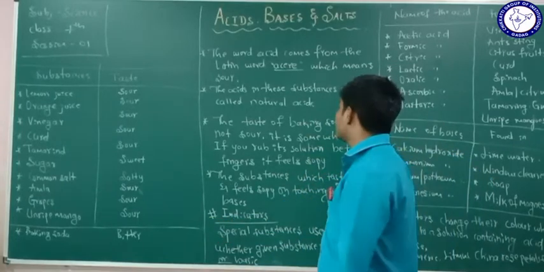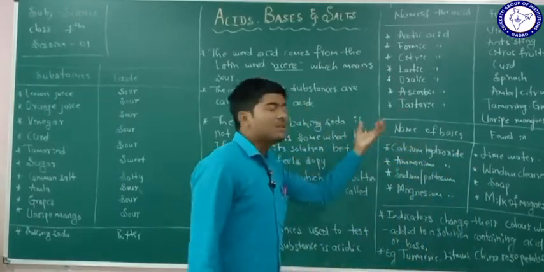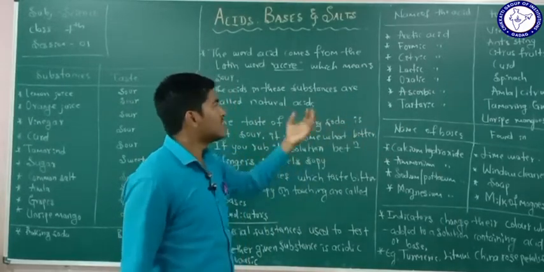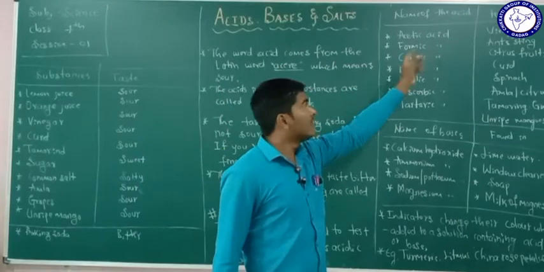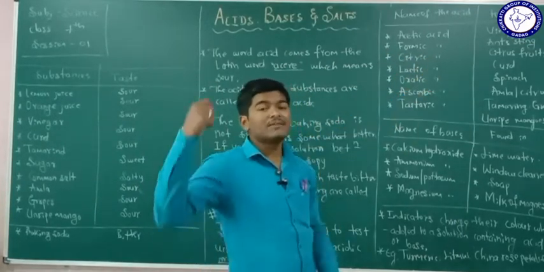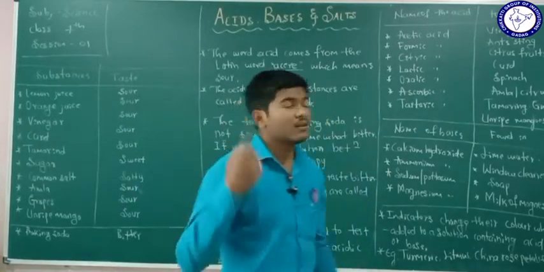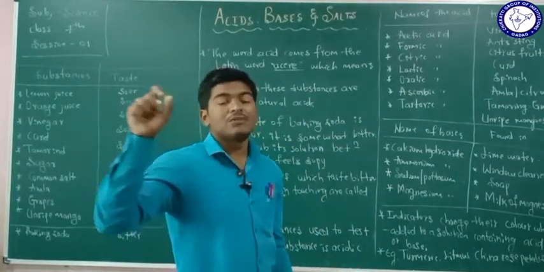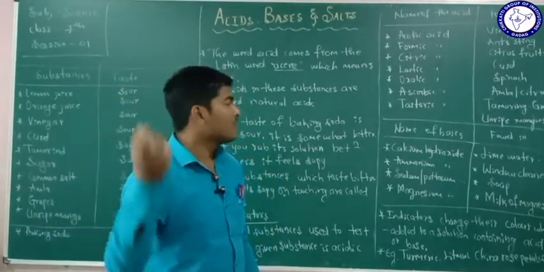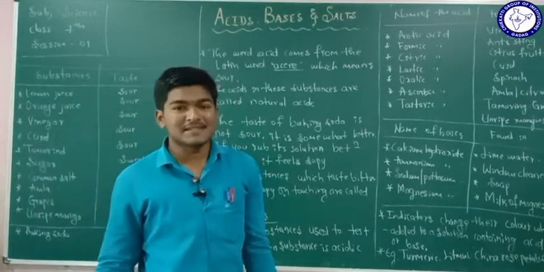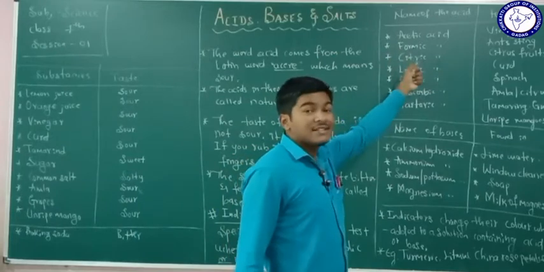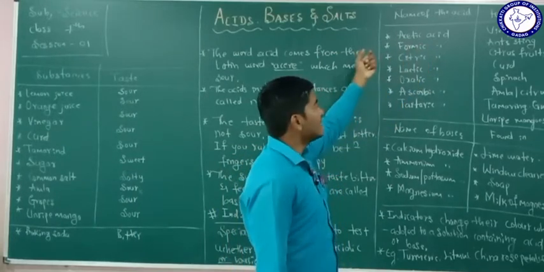So some of the substances I am considering here: in which substance which acid is present and which base is present. See here, the acetic acid is present in the vinegar solution. In your examination the question should be asked on this: in the vinegar solution which acid is present? In the citrus food which acid is present? In the lime water which base is present? Is it clear? See here, in the vinegar solution acetic acid is present.